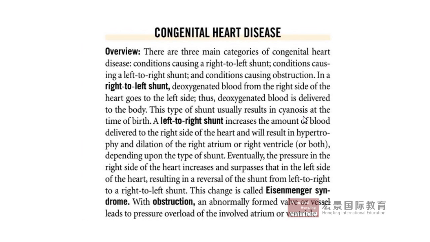A left to right shunt increases the amount of blood delivered to the right side of the heart and will result in hypertrophy and dilation of the right atrium and right ventricle, or both, depending upon the type of shunt. Eventually, the pressure in the right side of the heart increases and surpasses that in the left side of the heart, resulting in reversal of the shunt from left to right to a right to left shunt. This change is called Eisenmenger syndrome. With obstruction, an abnormally formed valve or vessel leads to pressure overload of the involved atrium or ventricle.